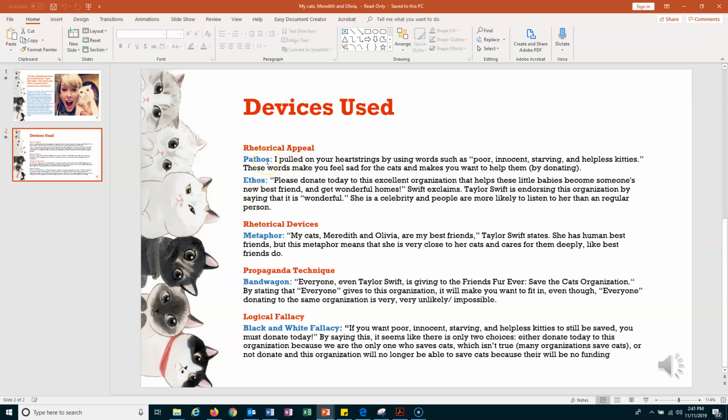So the rhetorical appeals here were pathos and ethos. They use obviously more than one there. The metaphor that they used was my cats Meredith and Olivia are my best friends. Then you have propaganda technique, excuse me, bandwagoning that was used, and the logical fallacy is black and white. So if you want poor, innocent, starving, and helpless kittens to be saved, you must donate today. So either donate or don't donate, right?